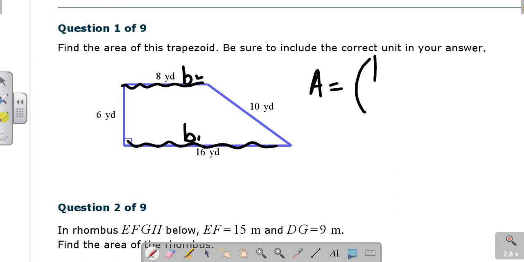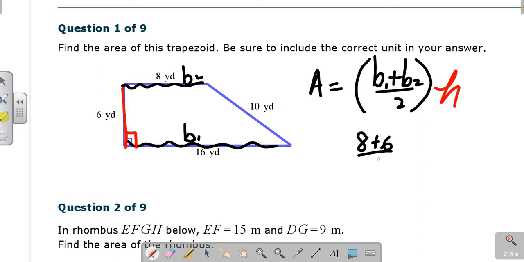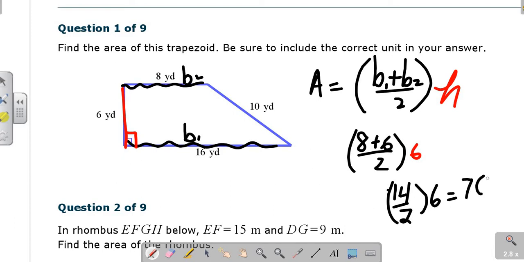Area equals the average of the bases times the height, and height is the segment that creates a right angle. Average of the bases times the height. So for this one, it'd be 8 plus 16 over 2 times our height of 6, of course. And this is 14 over 2 times 6. That's going to be 7 times 6, 42. And then don't forget your units, yards squared.